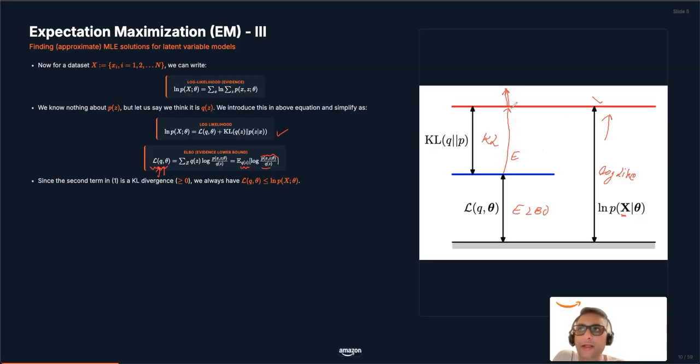This is the expectation step. This is the maximization step. Okay. So in the expectation step, you make sure that you make the KL divergence 0. And therefore, your elbow exactly matches your log likelihood. So to make this KL 0, the only thing you have to update here is Q. So here Q will be updated and theta will be fixed.